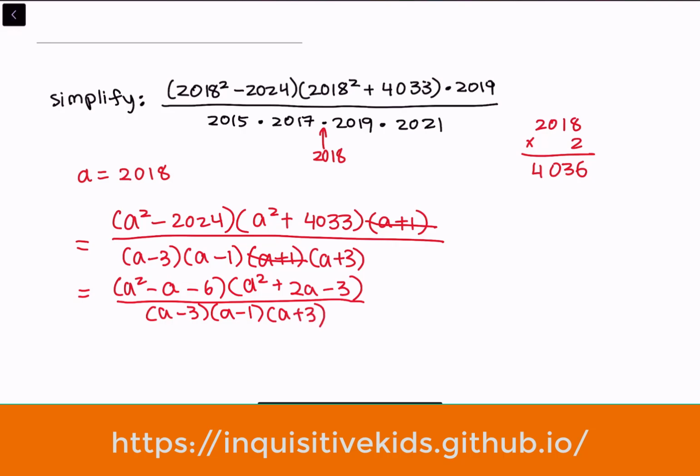Now we have 2 quadratics that can be factored in the numerator. So let's factor those. For the first quadratic, we can factor it to be A plus 2 times A minus 3. And for the second quadratic, it's equal to A plus 3 times A minus 1.